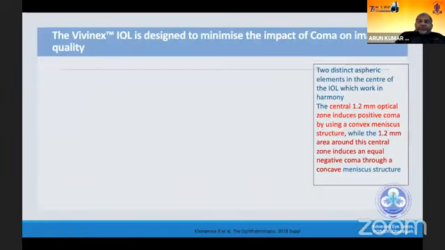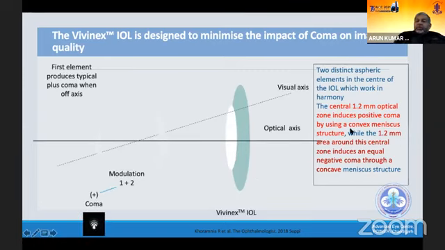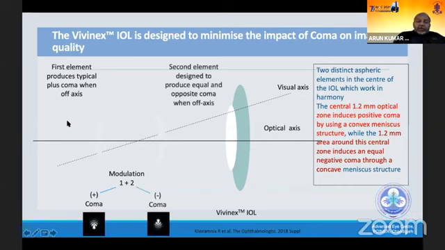The Vivinex platform is designed to have a minimized impact of coma on image quality. There are two distinct aspheric elements in the center of the IOL which work in harmony. The central 1.2 millimeter of optical zone induces a positive coma by using a convex meniscus structure, while the area around it induces an equal and negative coma through a concave meniscus.